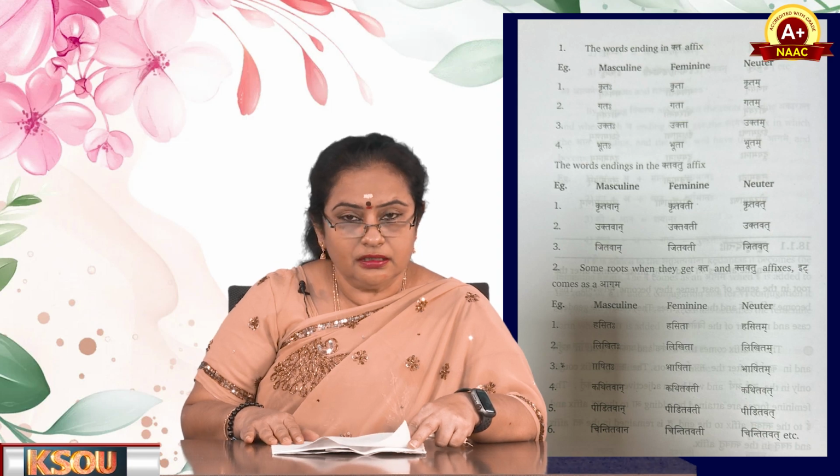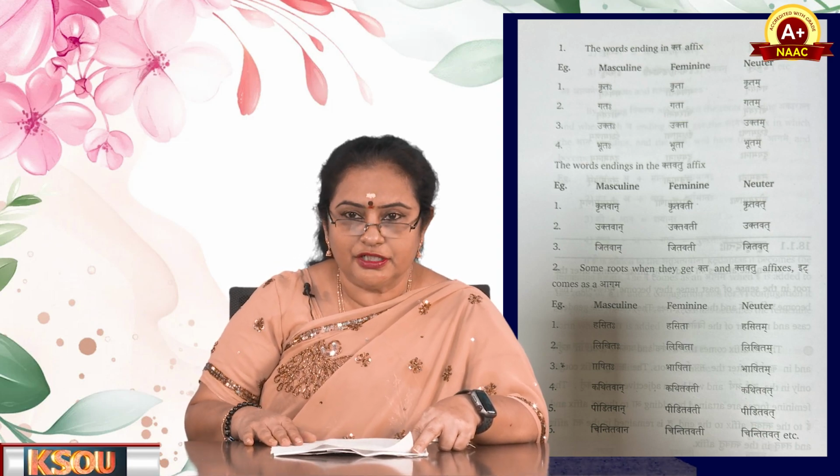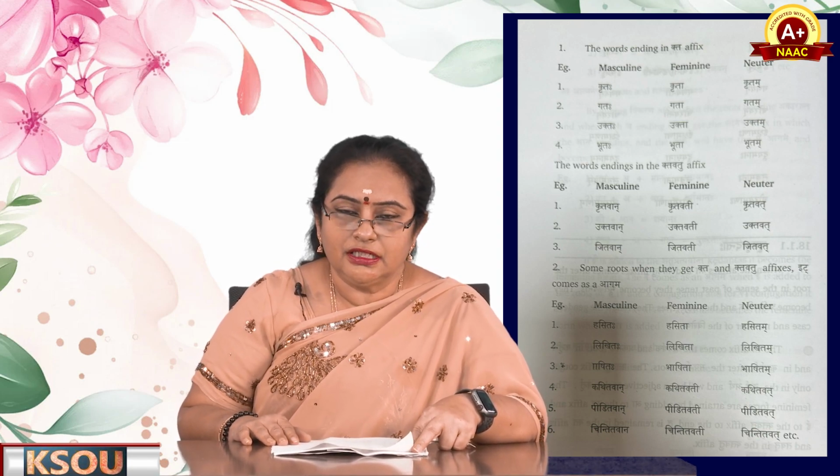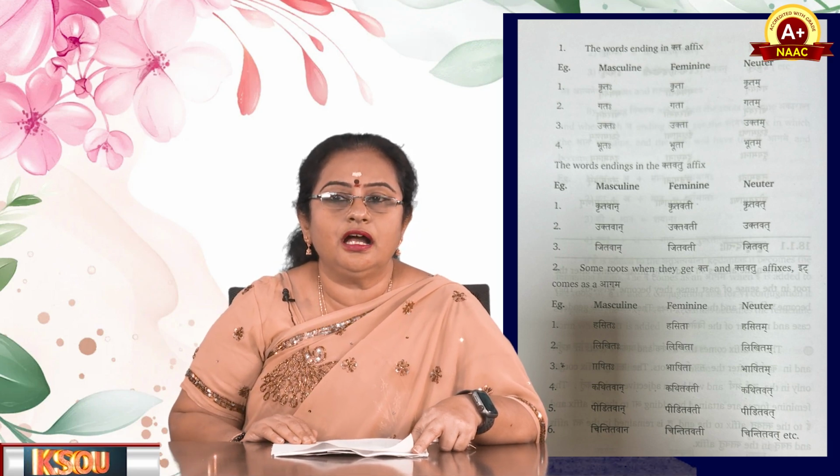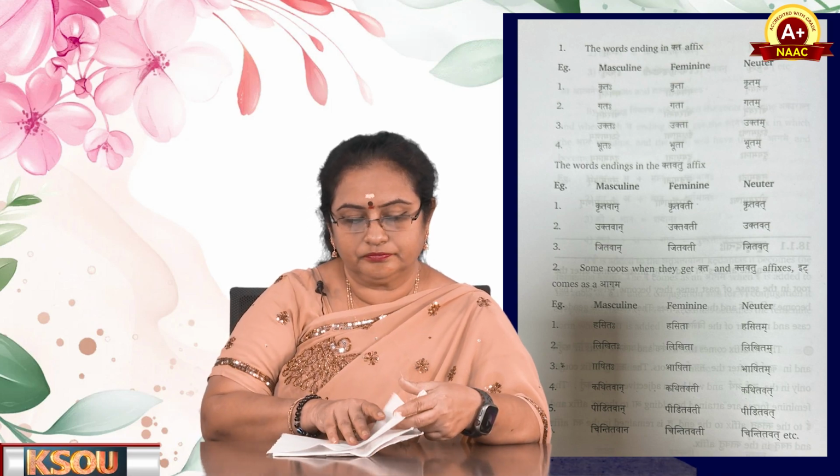And some roots, when they get kta and tavatu affixes, it comes as an agama. Let us see the examples in masculine gender, feminine gender and in neuter gender. Hasitaha, hasita, hasitam. Likhitaha, likhita, likhitam. Kathitavan, kathitavati, kathitavat. Piditavan, piditavati, piditavat. Chintitavan, chintitavati, chintitavat, etc.